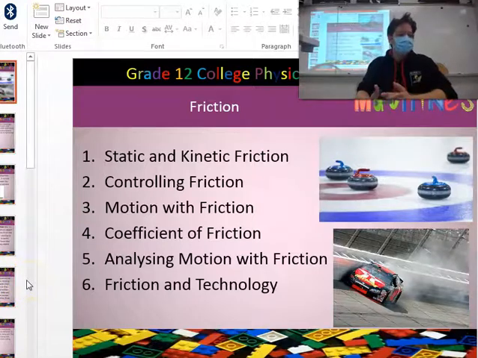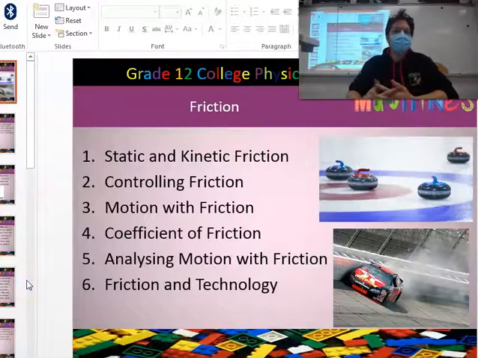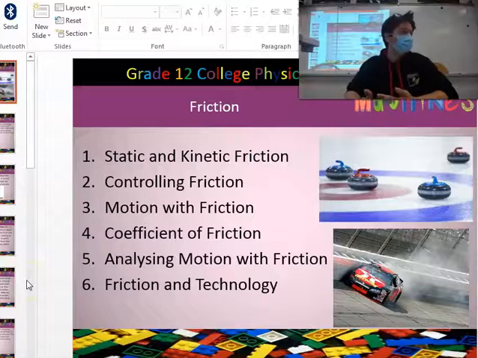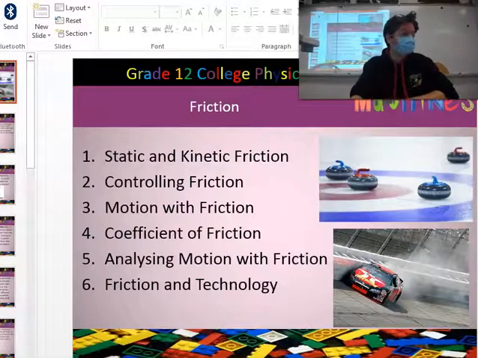All right, so we've looked at friction a lot, but today we're actually going to talk about when we want it, when we don't want it, and also two types of friction, static and kinetic friction.